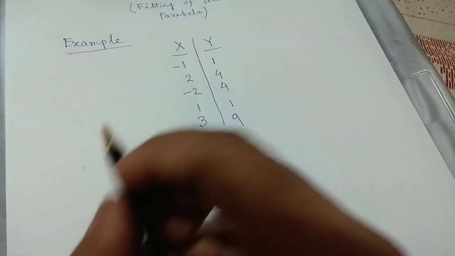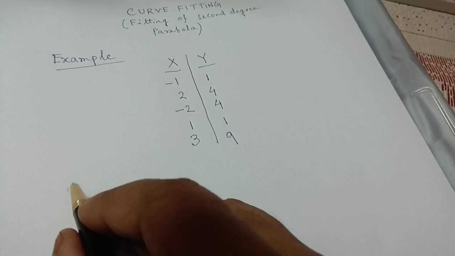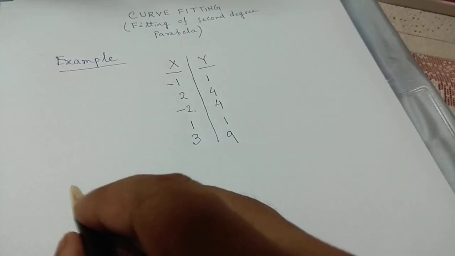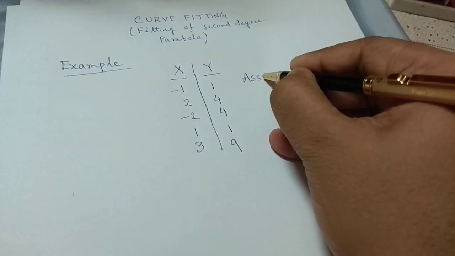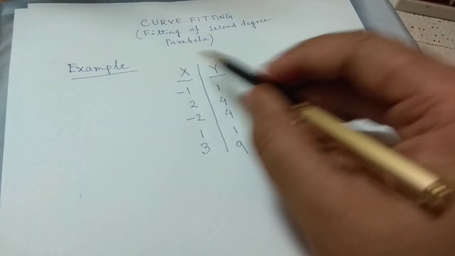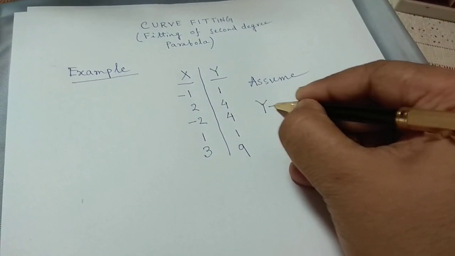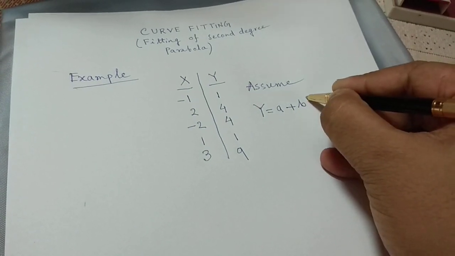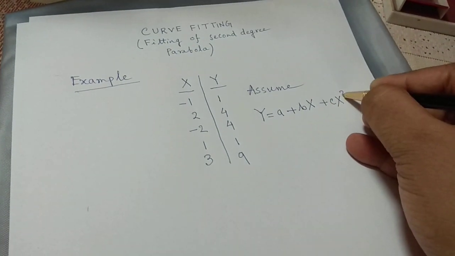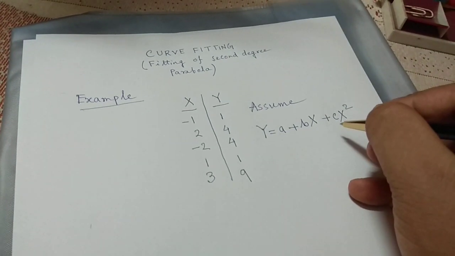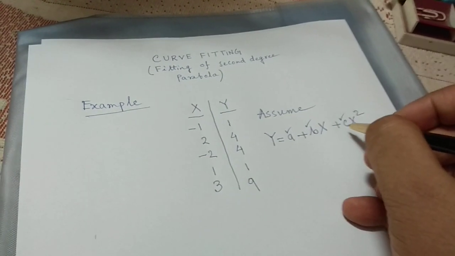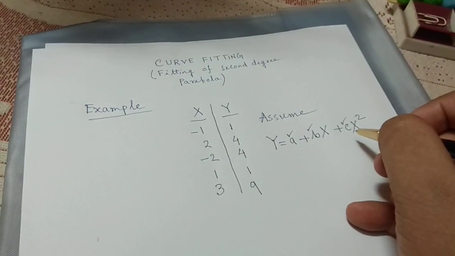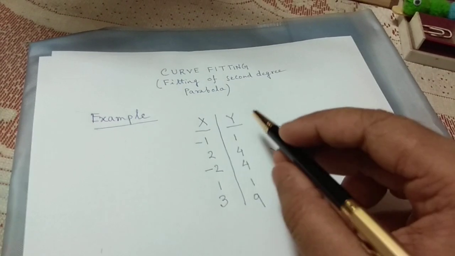Now, since I'm going to fit the second degree parabola here, I'm bound to assume a second degree parabola equation first of all for this given set of data. So I'm assuming that the relationship between these variables y and x is as follows: y is equal to a plus bx plus cx square, and you know this is an equation of second degree parabola. Three unknowns are there, a, b, c. If we can know the values of these, we can find out the curve which we are assuming that these two variables will satisfy.